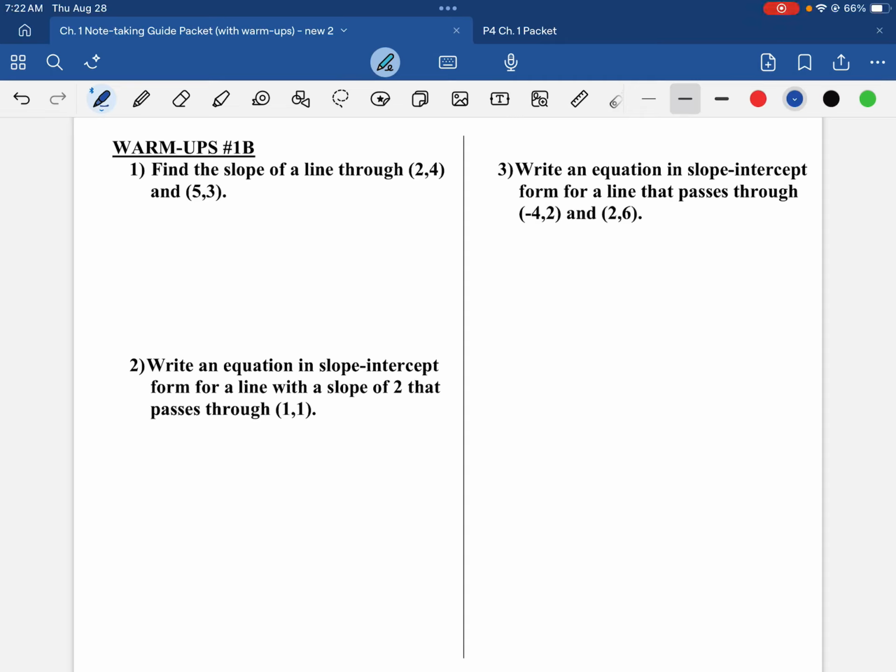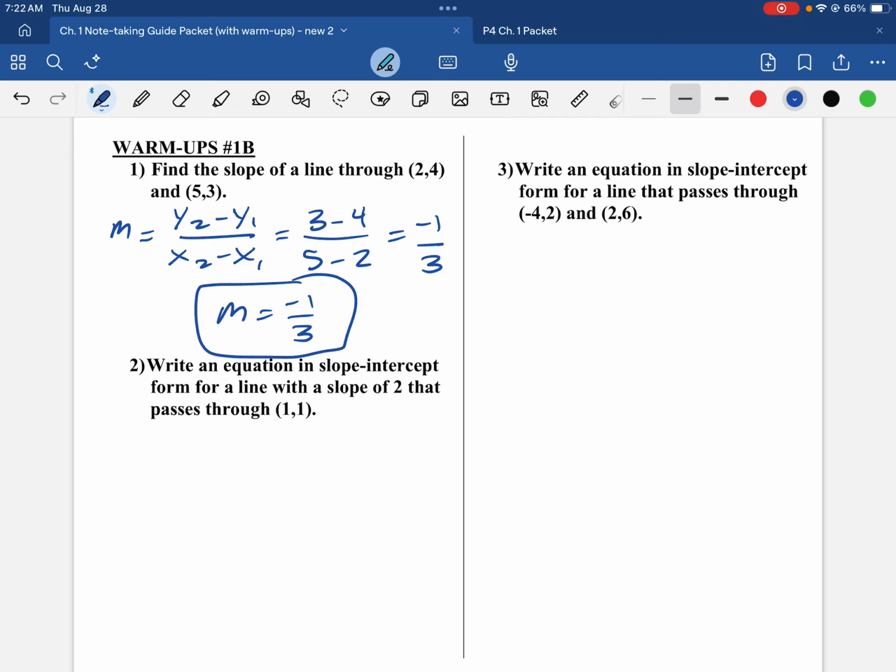Here's warm-up 1B. We're going to find the slope of a line through these 2 points. We need the slope formula for that. Looks like this. Okay, so I'm going to subtract the 2 y's in the numerator. So my y's would be 3 and 4. So I had the second y minus the first y. And then for my x's, I'm going to do 5 minus 2, the second x minus the first x. And then I just simplify that, and I get negative 1/3.